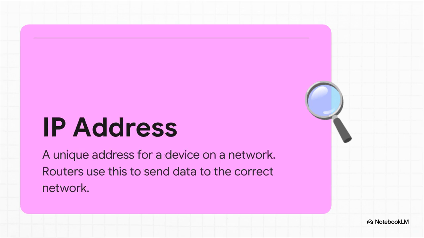So if a MAC address is like a specific house number, then an IP address is like a zip code. Routers, you see, they don't really care about the exact house number, not at first. Their job is to look at the destination IP address, the zip code, and just get the package to the right city. Once it arrives in that city, the local switch over there takes over and uses the MAC address to make the final delivery to the right house.